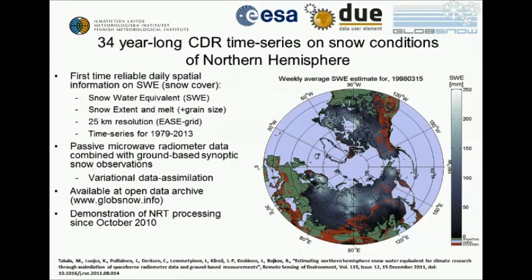We are producing an estimate of an effective grain size as well, and the time series goes from the beginning of the passive microwave radiometer era, from late 79 actually. So we use a combination of satellite data and ground-based data. So we use the satellite radiometer data in combination with ground-based synop measurements to come up with a best estimate for snow water equivalent for each day.